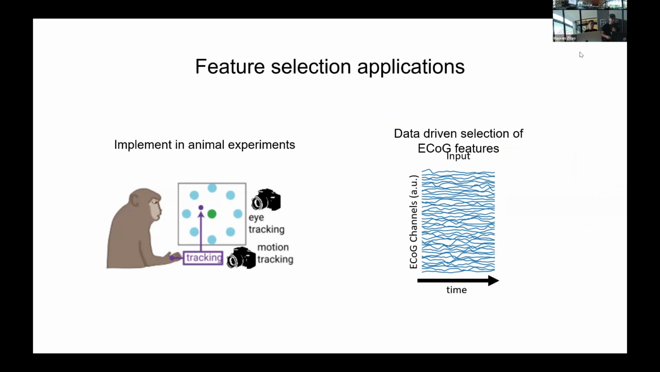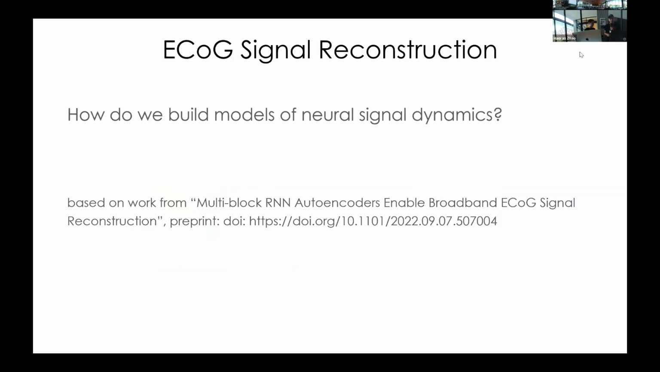So next is trying to move from our simulation work to actual animal experiments. So this is all real time. We're trying to implement our algorithm in animal experiments, in an actual center reaching task. And we're also interested in how we do ECoG feature selection by using data-driven selection methods. And Lauren is going to talk about another type of work in modeling.